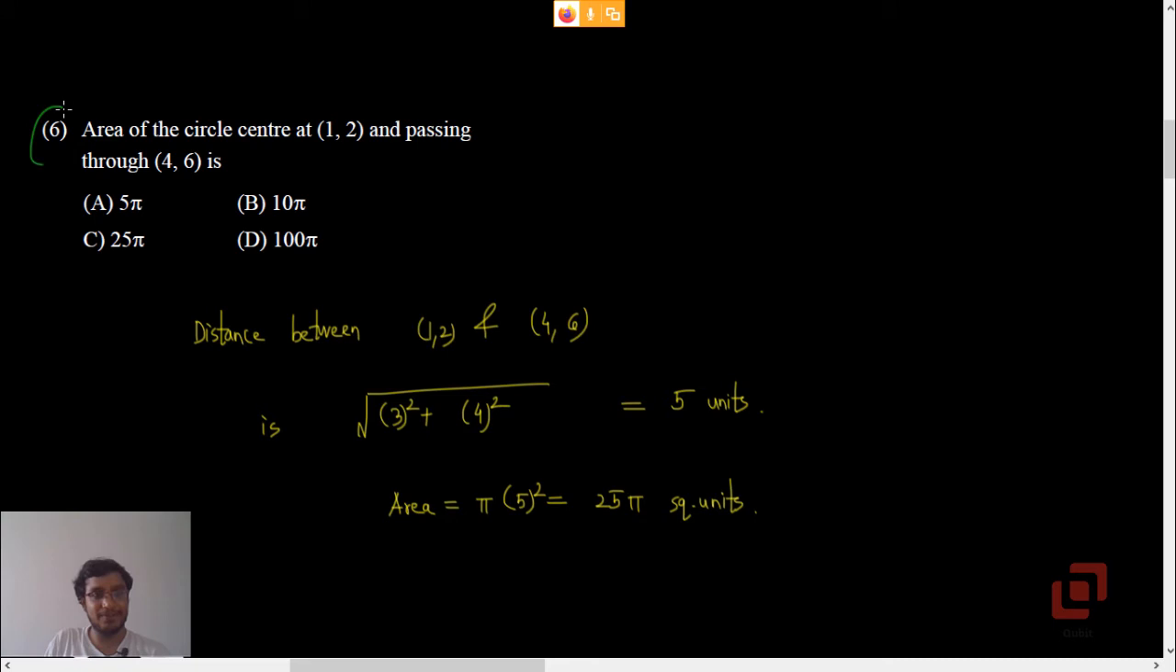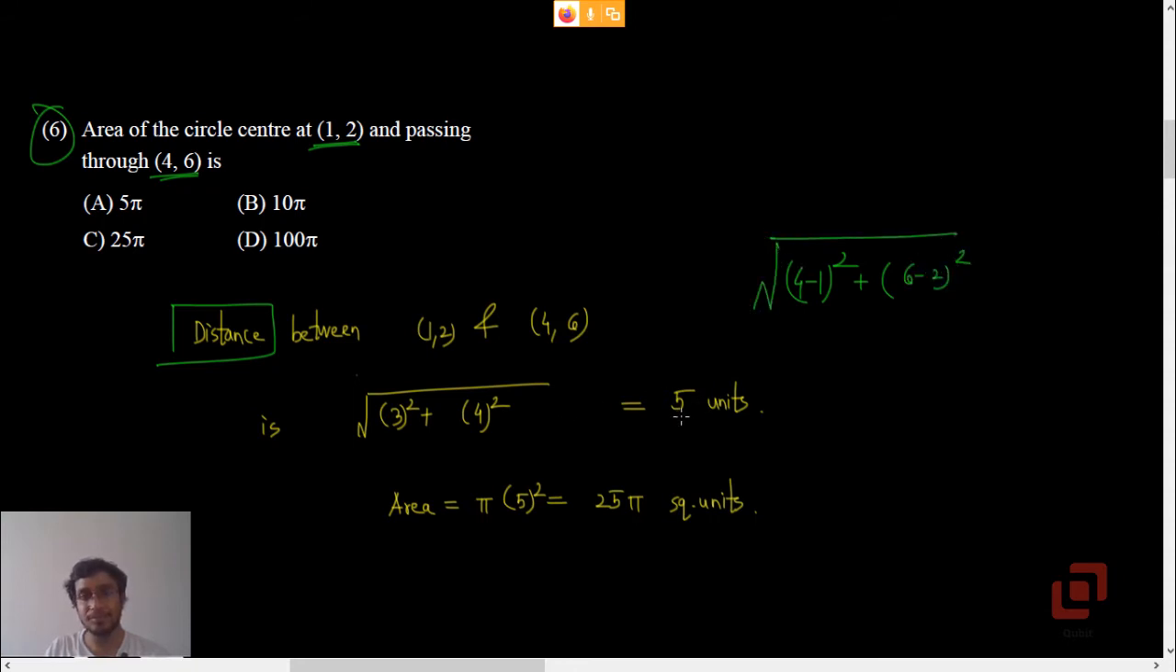Very simple. Area of the circle whose center is at 1, 2 and passing through the point 4, 6 is. If the center is 1, 2 and the point is 4, 6, use the distance formula to find the distance between the center and the point. Okay, use the distance formula. It will be the square root of 4 minus 1 bracket squared plus 6 minus 2 bracket squared. So that will be 5. Area is pi r squared, or 25 pi.